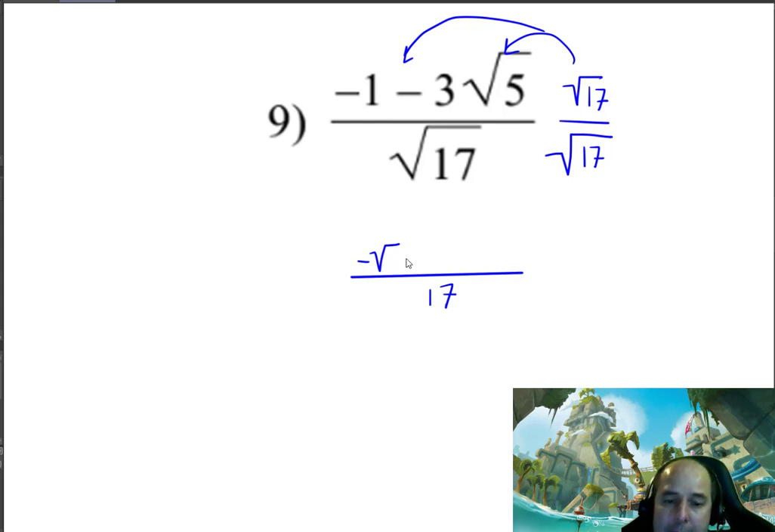Oh, you know what? I'm sorry. I shouldn't have skipped that step, guys. Here we go. -1 times the square root of 17. Don't skip steps, Mr. Sims. Don't skip steps. Because I don't want to confuse you guys, right? Square root of 17. Okay. So there we go. That's the basics of what we're doing.